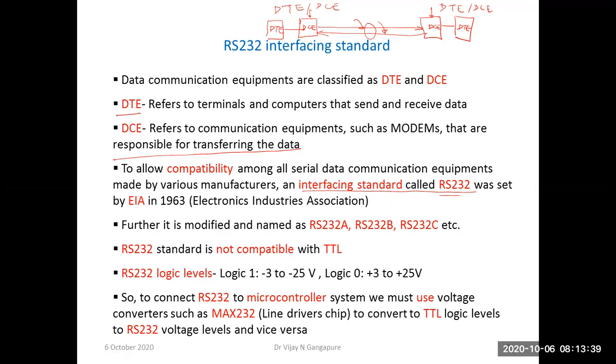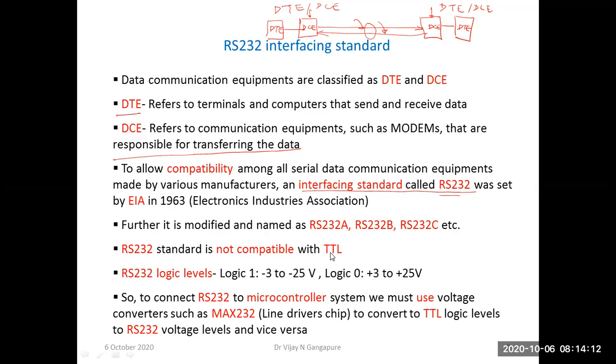So that is the concept of this interfacing standard called RS232. It was set by EIA, the Electronics Industries Association, in 1963. Further, it was modified as per requirement and introduced as RS232A, RS232B, RS232C, etc. And the RS232 standard is not compatible with TTL, transistor-transistor logic.